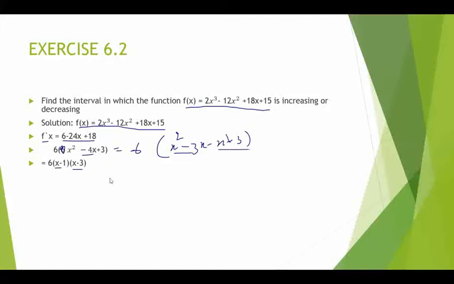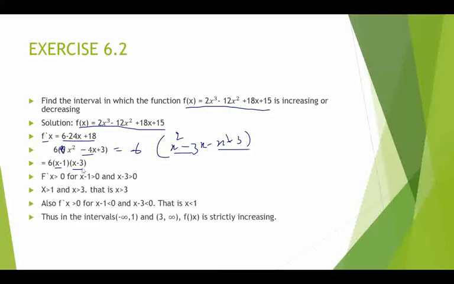Similar to the previous example, here also we get 4 cases. When f dash x should be positive means there are 2 cases. X minus 1 should be positive, x minus 3 should be positive. In one case x minus 1 is negative, x minus 3 is negative. Now x minus 1 is positive, x minus 3 is positive, that means x should be greater than 1, x should be greater than 3.